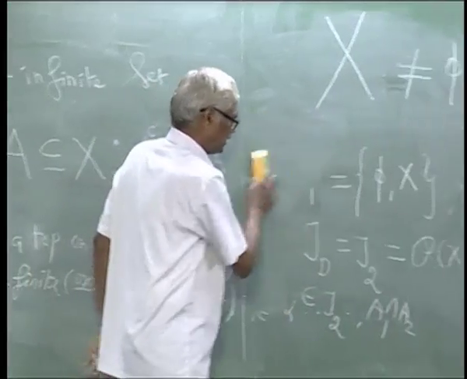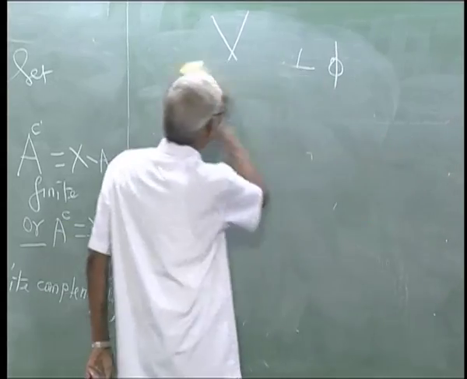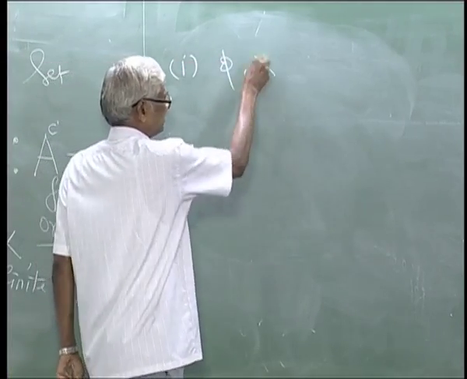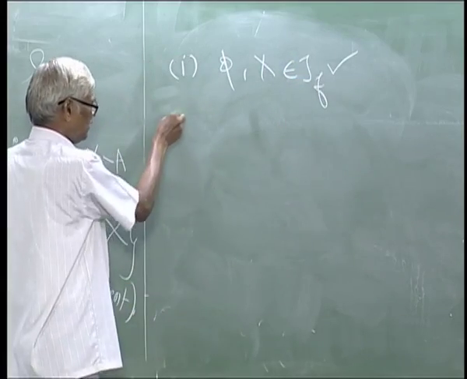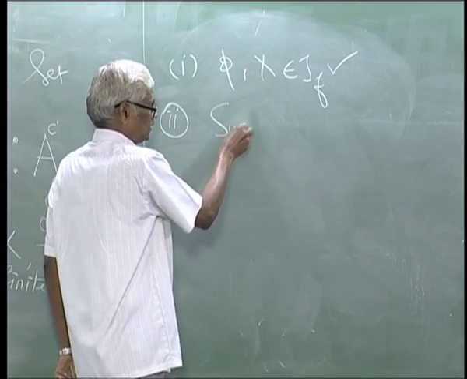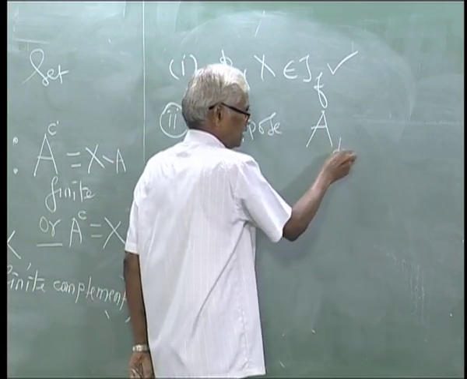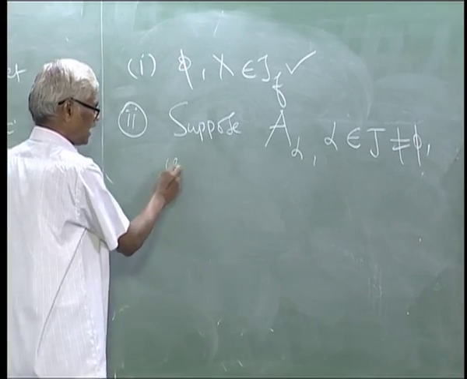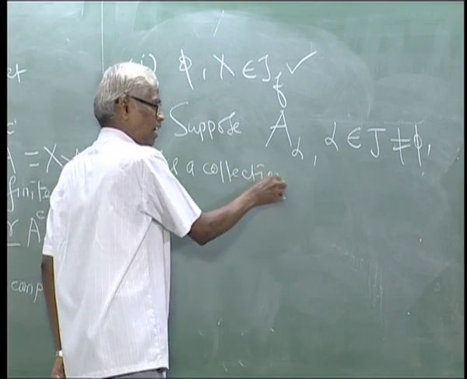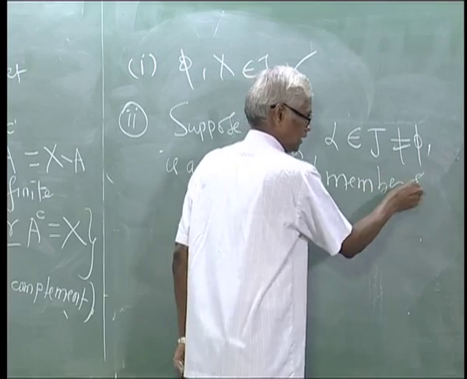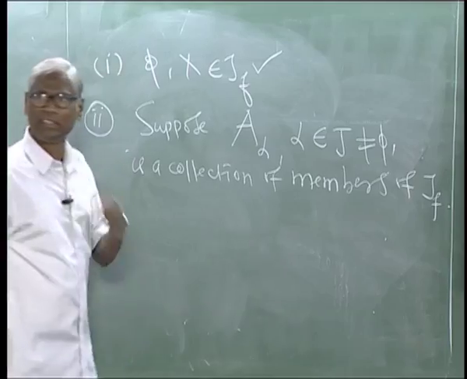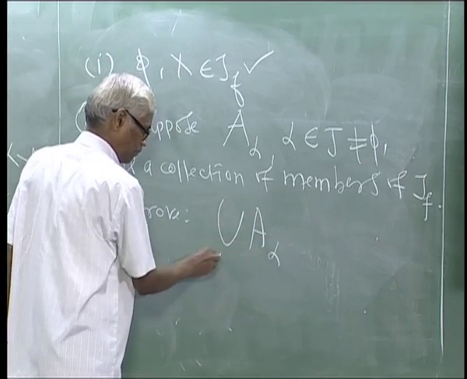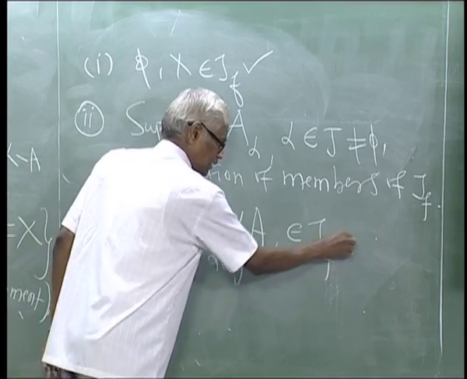We will not see all the details, but I will quickly show how to prove this. First, the empty set and X belong to tau F. Second, suppose A alpha, alpha belonging to some index set J, which we can assume is non empty, is a collection of members of tau F. Then what we have to prove or claim is that the union of A alpha, alpha belongs to J, belongs to tau F.